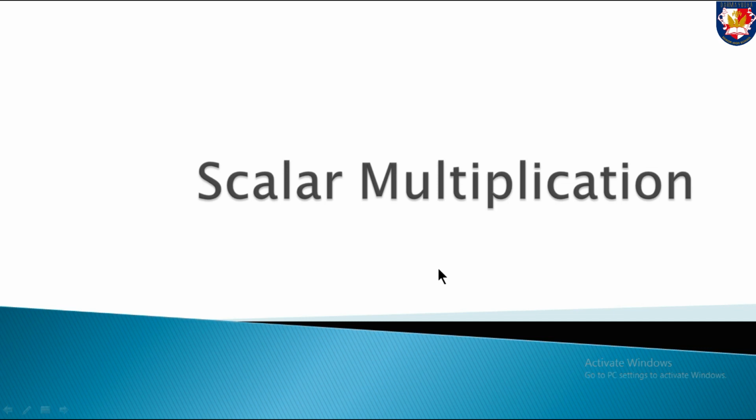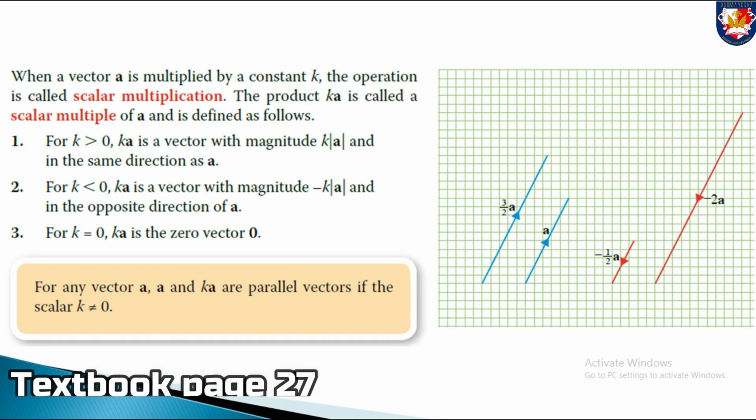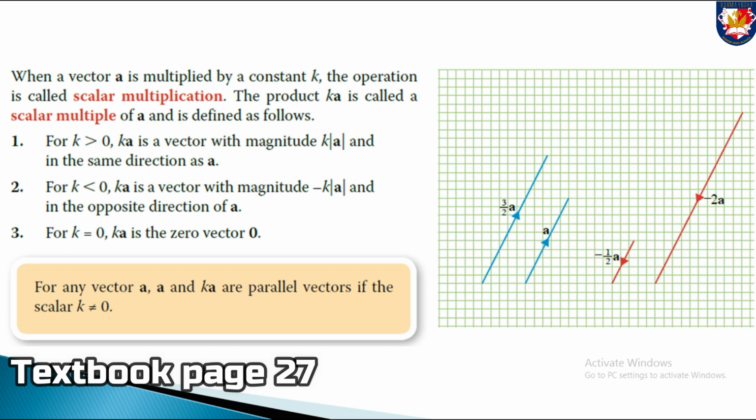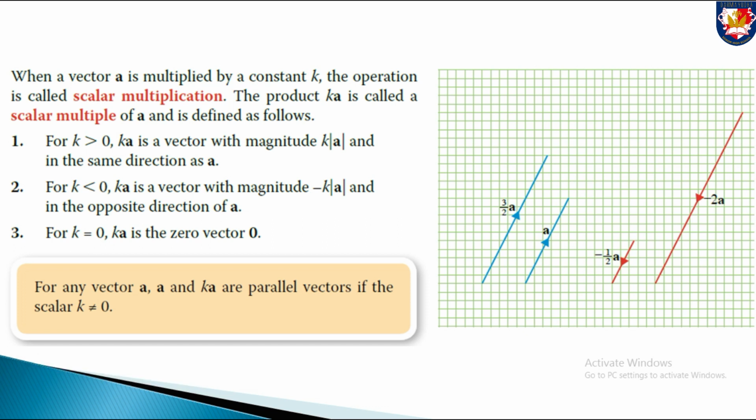Scalar multiplication. When a vector a is multiplied by a constant k, the operation is called scalar multiplication. The product ka is called a scalar multiple of a and is defined as follows. For k greater than 0, that means k is positive, ka is a vector with magnitude k multiplied by the magnitude of a and the same direction as a. For k less than 0, ka has the opposite direction of a, as you can see here. For k equal to 0, ka is a zero vector.